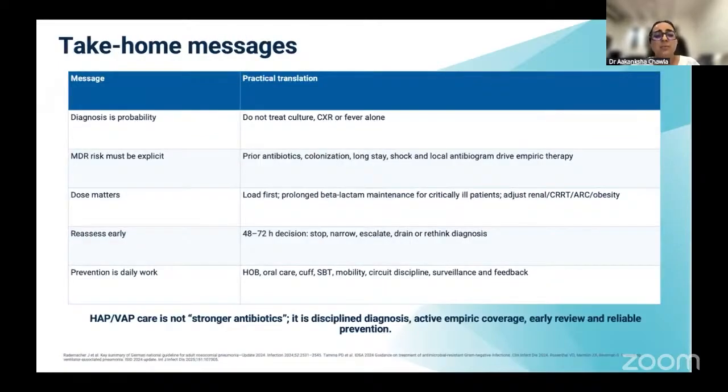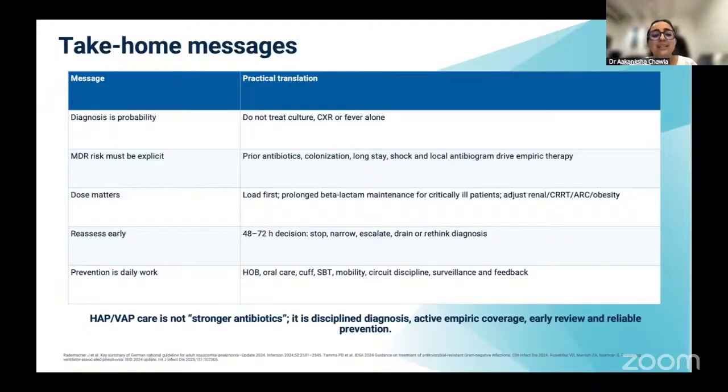So to summarize, diagnosis is a probability of HAP and VAP. So do not treat culture, chest X-ray, or fever alone. MDR risk must be explicit. You need to remember your MDR risk factors before initiating empirical treatment. Dose matters. Always give full loading dose for beta-lactams and prolonged or extended infusions in critically ill, and modify based on the renal phenotype and in obese patients. Reassess early at 48 to 72 hours.